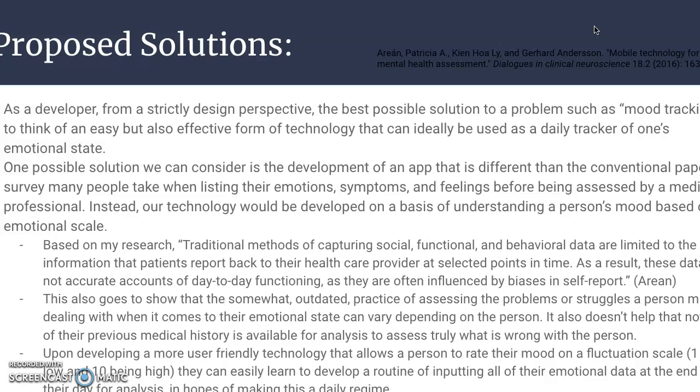This also goes to show that the somewhat outdated practices of assessing the problems or struggles a person may be dealing with when it comes to their emotional state can vary depending on the person. It also doesn't help that not all of their previous medical history is available for analysis to assess truly what's wrong with a person. Upon developing a more user-friendly technology that allows a person to rate their mood on a fluctuation scale, 1 being low, 10 being high, they can easily learn to develop a routine of inputting all of their emotional data at the end of their day for analysis, in hopes of making this a daily regime or routine.